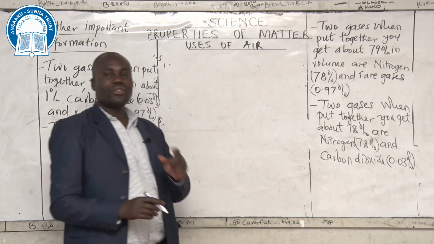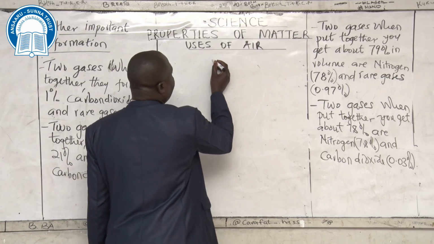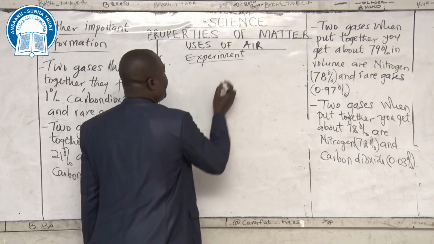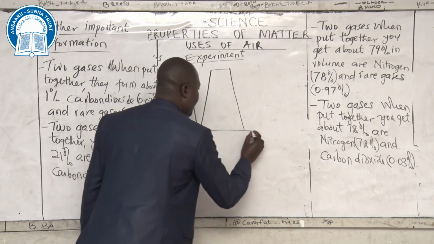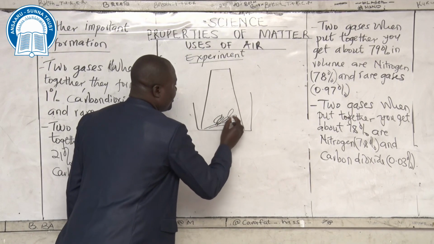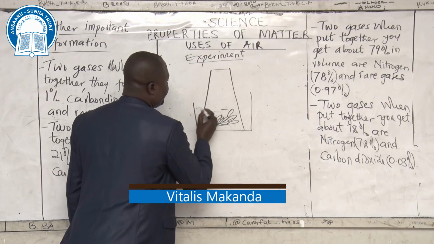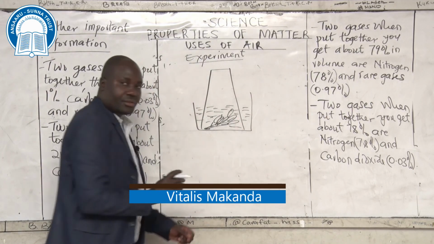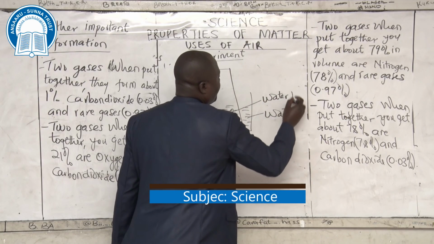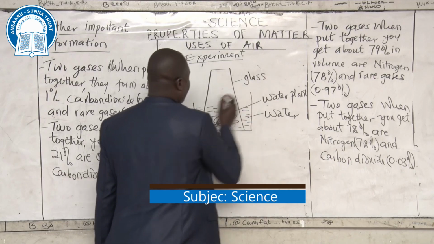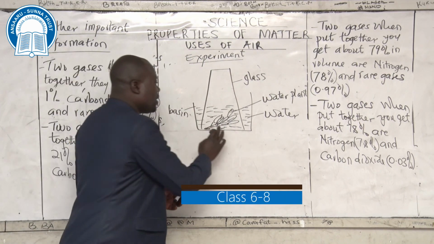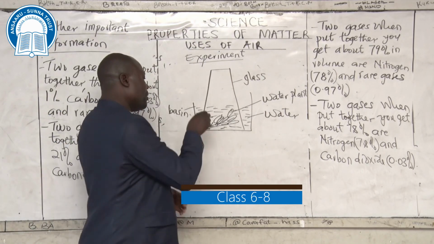As we summarize, you may also have another question of this type. If you carry out this experiment, there is a container here. Inside this container, they place a water plant. So there is water, then there is a water plant there. This is glass, this is a basin or container. When you are carrying out this experiment, somebody may ask you, what were the learners finding out, or what were they demonstrating?